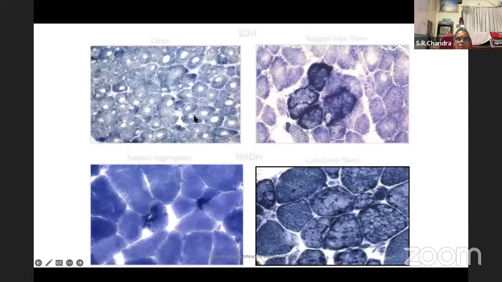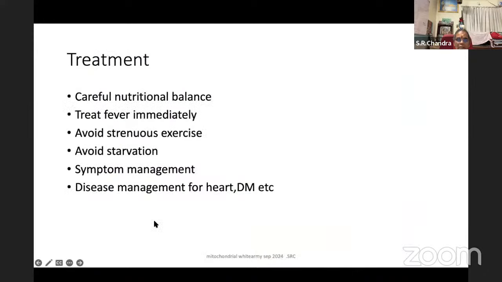You can see the moth-eaten fiber in central core disease. And these are the lobulated fibers in the NADH, and tubular aggregates in tubular aggregate myopathy. So these are not mitochondrial disorders.